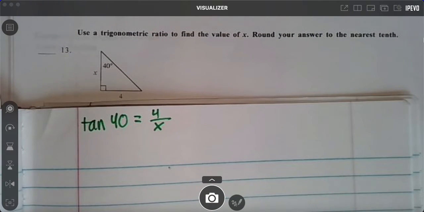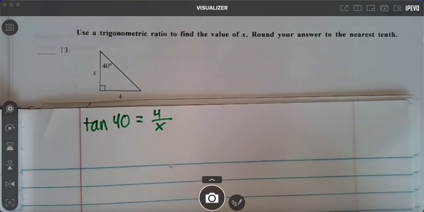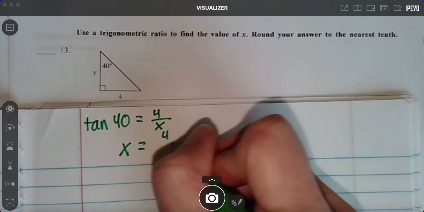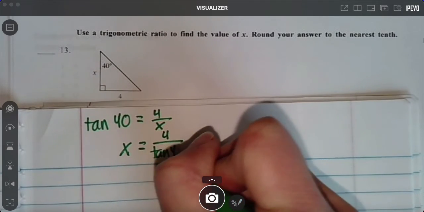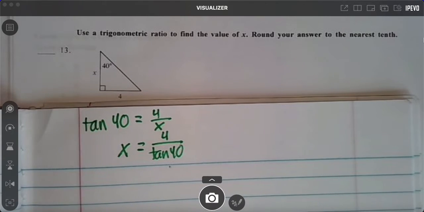Now normally, all of today we've been multiplying. What are we going to have to do on this one? This one was the one that's different. It's where we switch, right? You have to switch the x and the tangent of 40. Y'all remember that rule? Yeah. So I'm going to write x equals 4 divided by the tangent of 40. When your variable's in the denominator, you can just switch them.